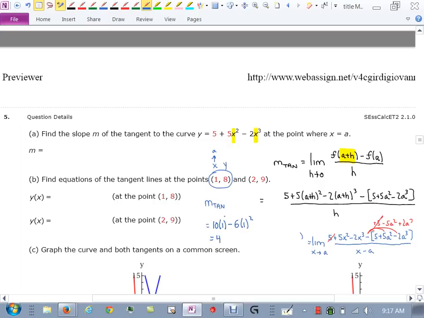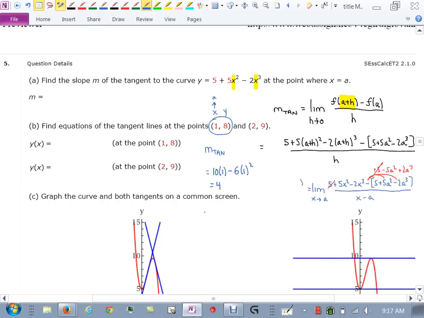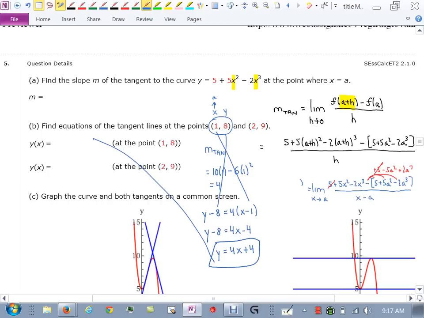So the slope of the tangent line is 4, and then we can use the y minus y1 thing. So y minus 8 equals 4 times x minus 1. Remember, I'm using the point (1, 8). And then y minus 8 equals 4x minus 4. Add 8 to both sides, and we get this. So that answer goes here.